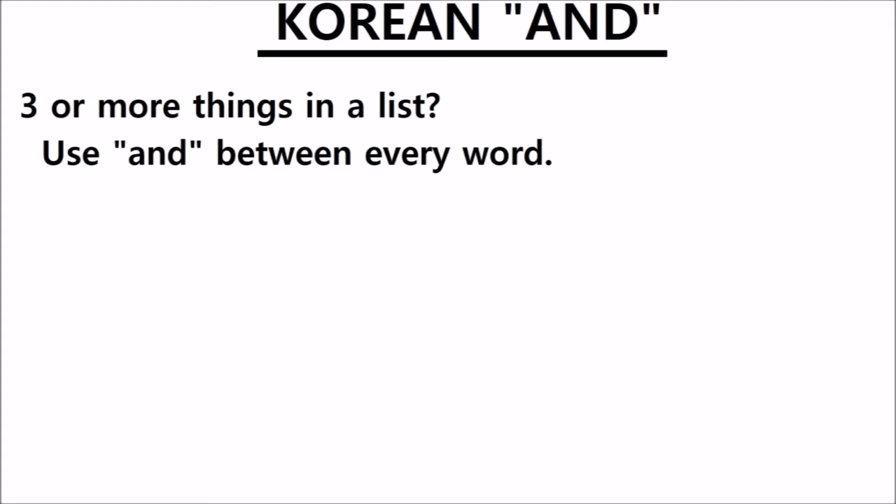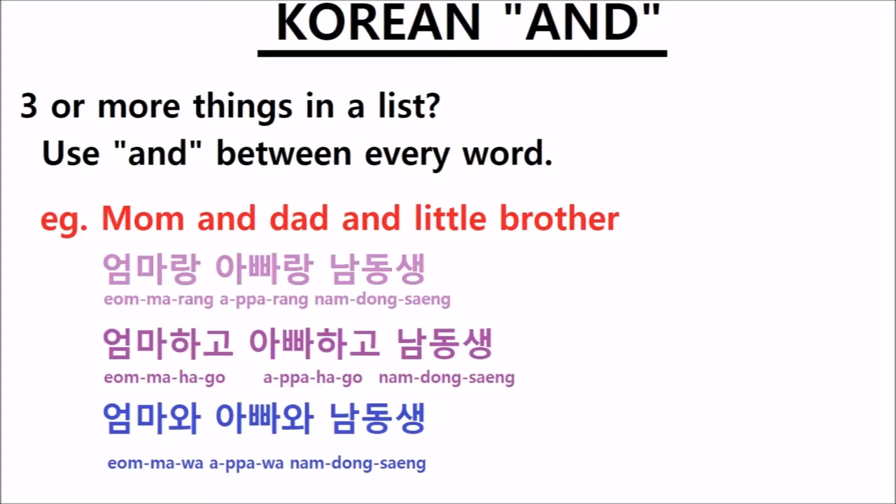Now, what if you have 3 or more things in a list? In Korean, you have to put and in between every word. For example, mom and dad and little brother. 엄마랑 아빠랑 남동생. 엄마하고 아빠하고 남동생. 엄마와 아빠와 남동생.